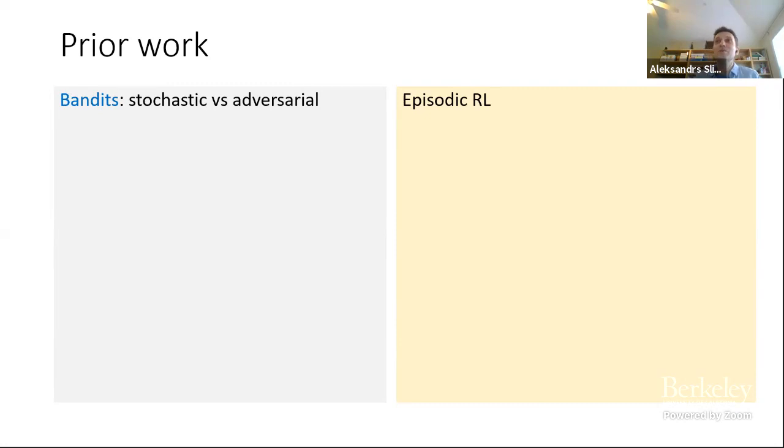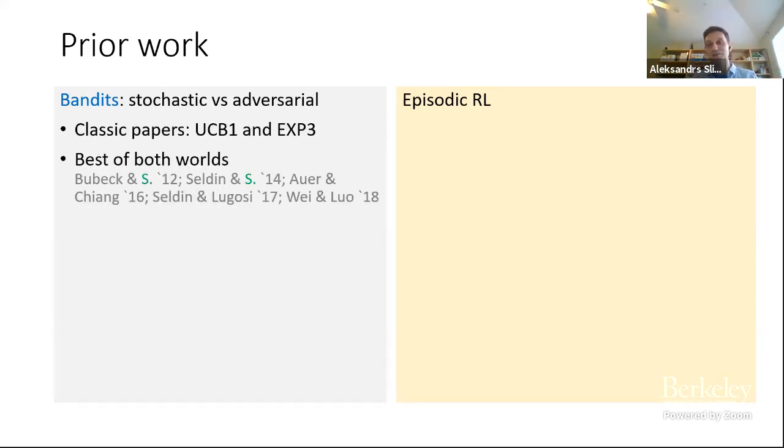The way I think about it, there are two stories, one from bandits and one from episodic RL, that converge nicely to this project. The bandit story is about stochastic versus adversarial. There were these classic papers that solved either version separately about 2 decades ago. Then Bobek and I came along and obtained the best of both worlds, which is one algorithm which achieves approximately optimal regret for either environment without knowing which environment you're in. And there's been some activity on improving and refining these bounds.